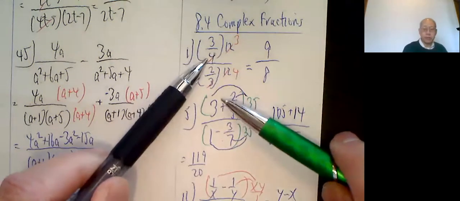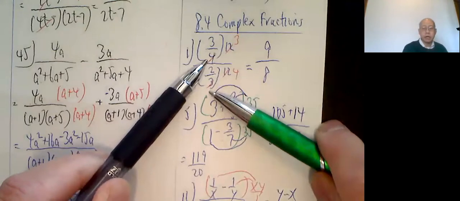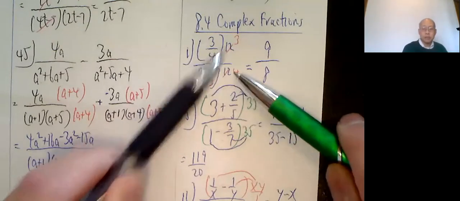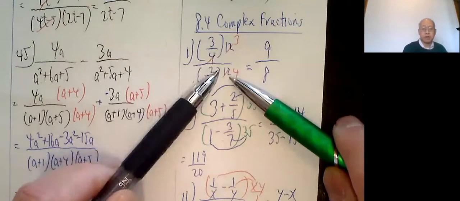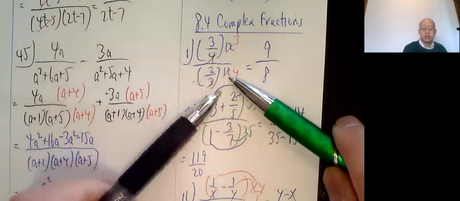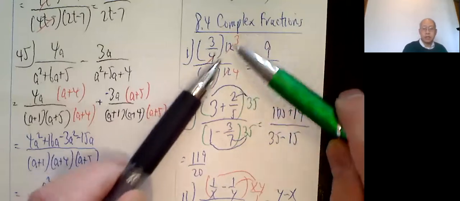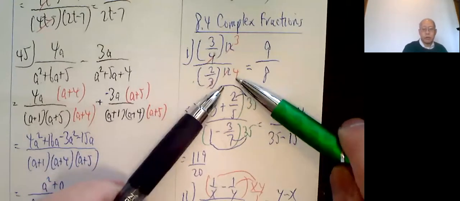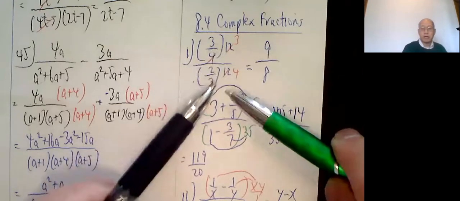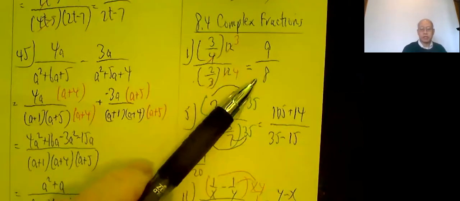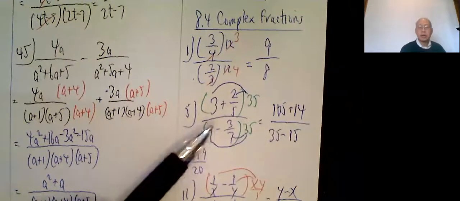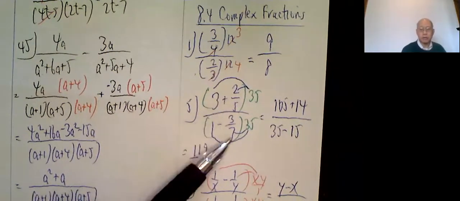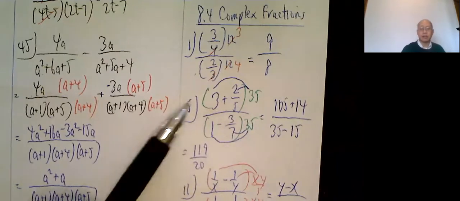Look only at the denominators, 4 and 3. What would be considered a common denominator? 12. So I'll multiply the numerator and denominator of the main fraction by 12, and that cleans up all of these fractions within fractions. So 12 divided by 4 is 3. 12 divided by 3 is 4. So I just have 3 times 3, or 9, divided by 2 times 4, which is 8. So the idea is look at the common denominator of all the denominators and then multiply the numerator and denominator of the main fraction by that common denominator.